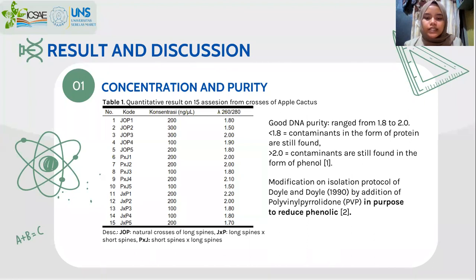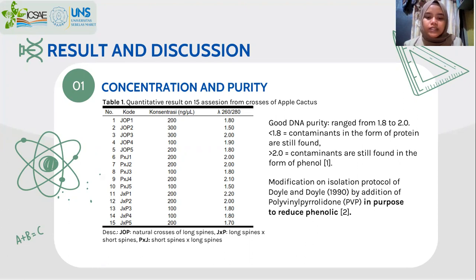Next, about the result and discussion of this research. First is about concentration and purity. Modification on isolation protocol of Doyle and Doyle 1990 by addition of polyvinyl pyrrolidone in purpose to reduce phenolic. This modification affects the result of purity ratio of DNA among 1.5 to 2.2. DNA purity belonging to good category if it ranged from 1.8 to 2.0.